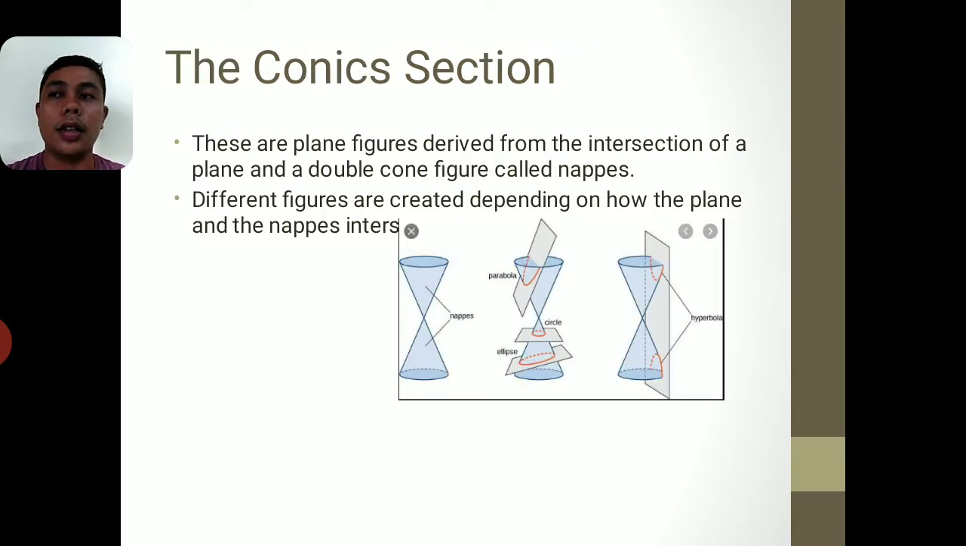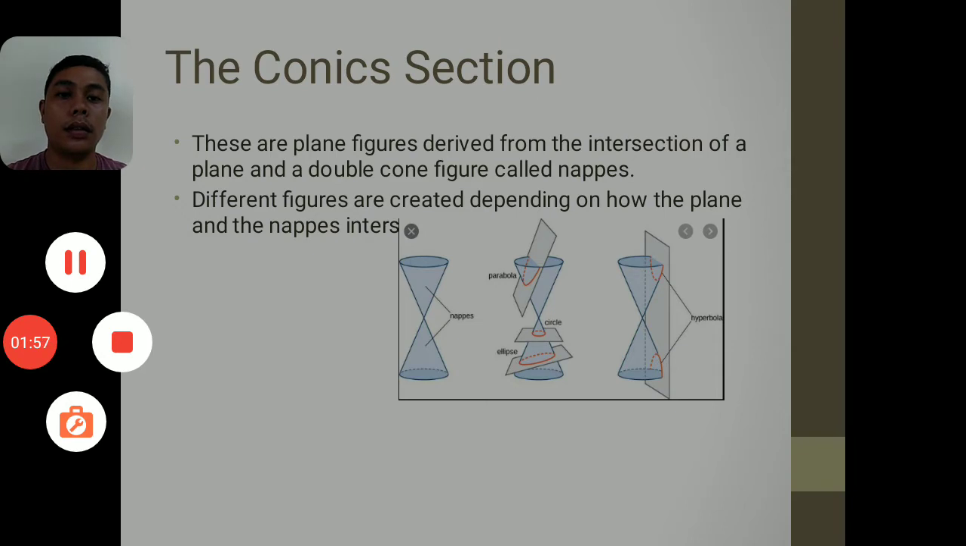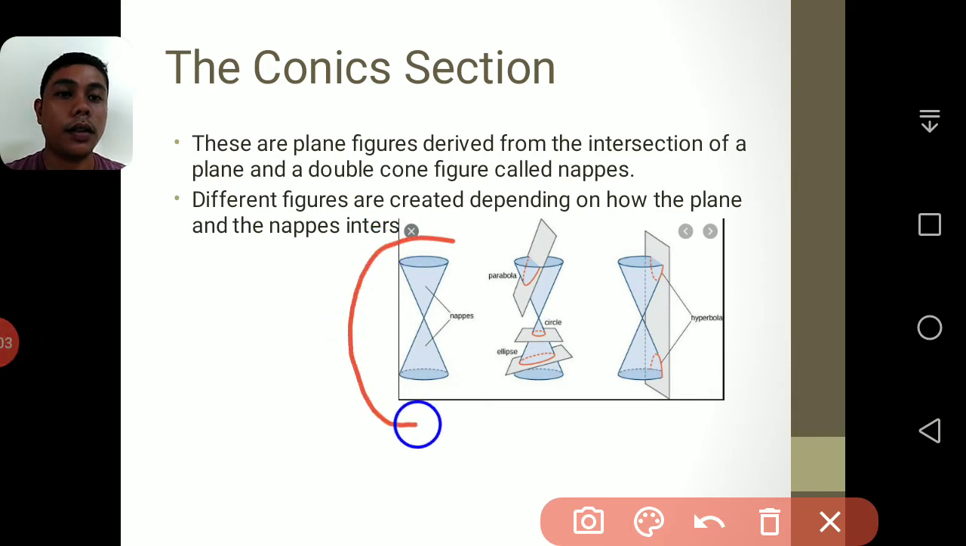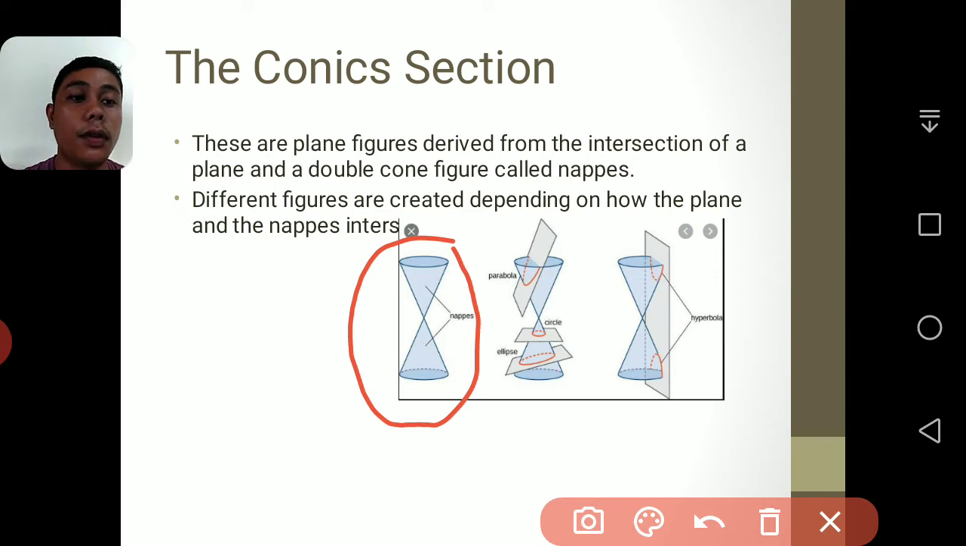The conic section is actually a part of the analytic geometry, and the conic sections are plane figures derived from the intersection of a plane and a double cone figure called naps. Do you see the naps? There's the naps. Okay. And when a plane intersects the naps, different figures are formed.